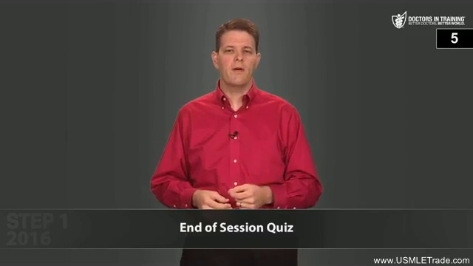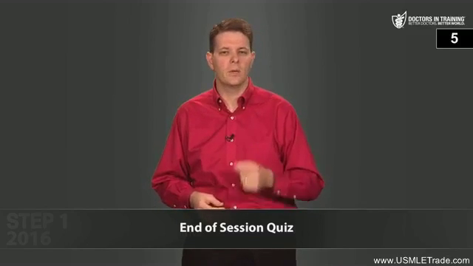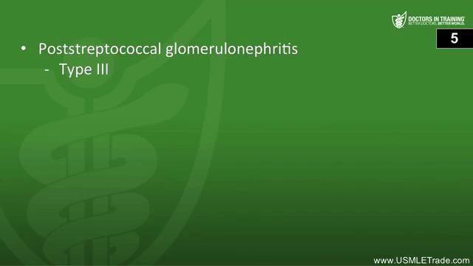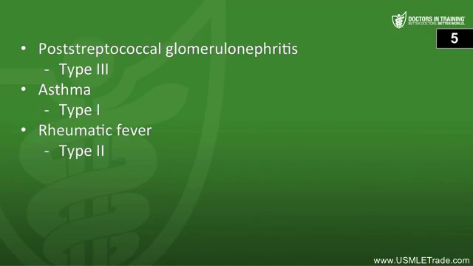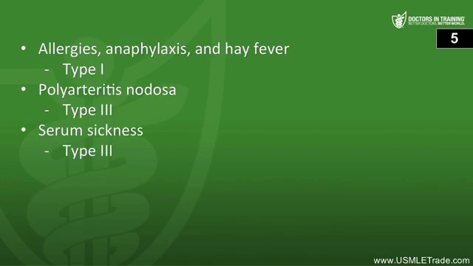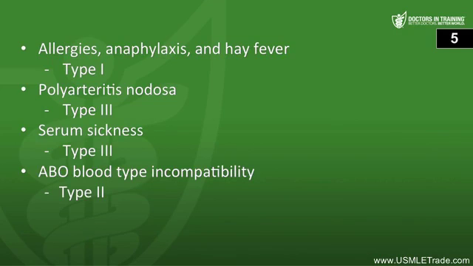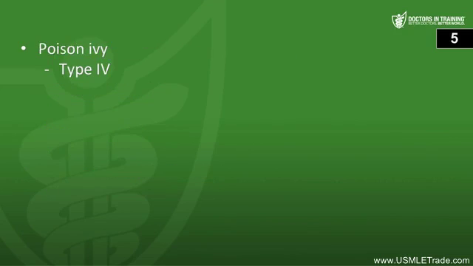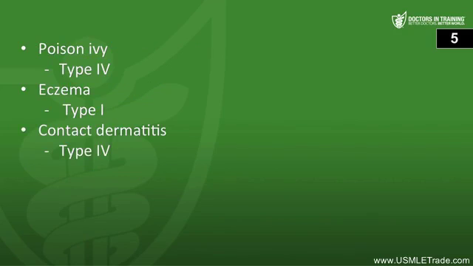First question, which type of hypersensitivity is responsible for each of the following clinical problems? So post-streptococcal glomerulonephritis is a type 3 hypersensitivity, asthma is a type 1 hypersensitivity, rheumatic fever is type 2, the TB skin test is a type 4, allergies, anaphylaxis, and hay fever are type 1, polyarteritis nodosa is type 3, serum sickness is type 3, ABO blood type incompatibility is type 2, poison ivy is type 4, eczema is type 1, contact dermatitis is type 4, and Goodpasture syndrome is type 2.